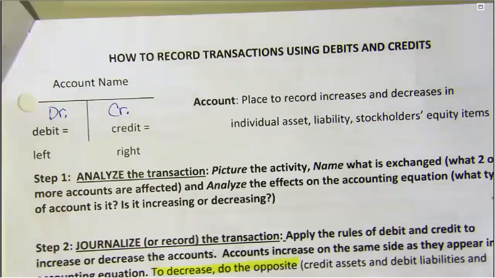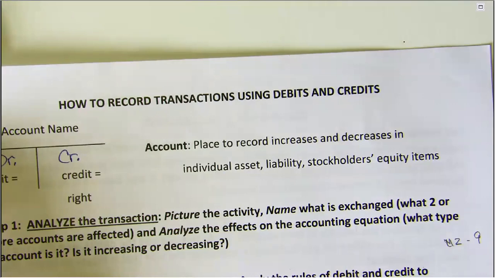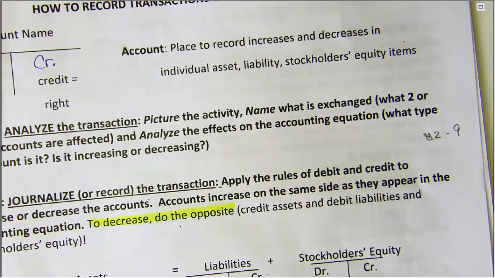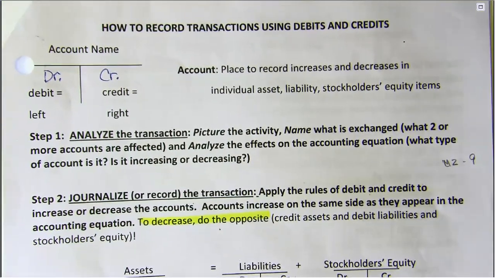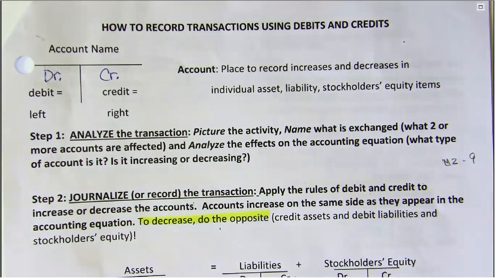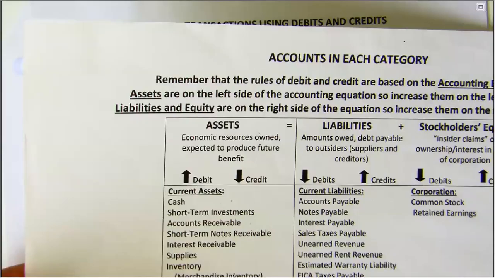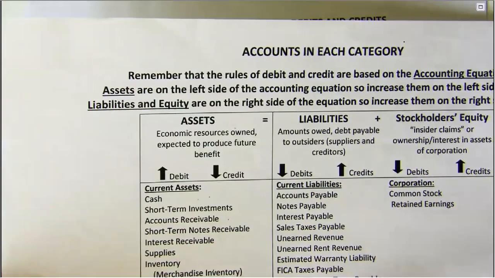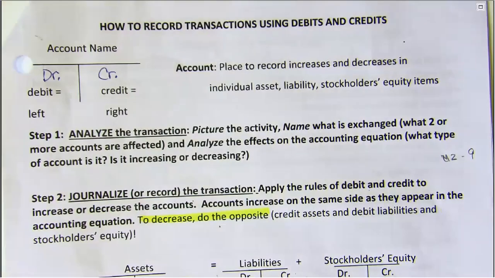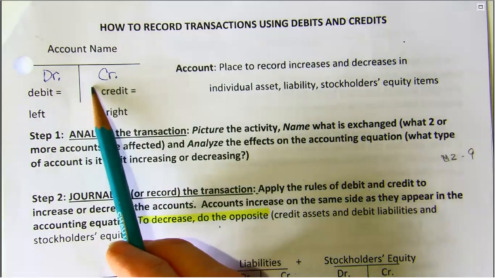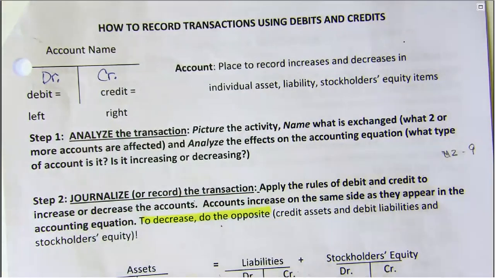Okay, so I'm going to go to page 3 here, how to record transactions using debits and credits. Zoom out just a little bit here. Okay. So we said all of these are accounts, places to record increases and decreases in these individual asset, liability, and equity items. Well, each account in its most simple form can be expressed using a T. So we call them T accounts.